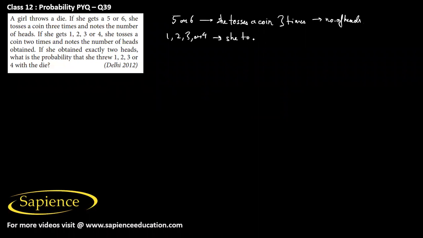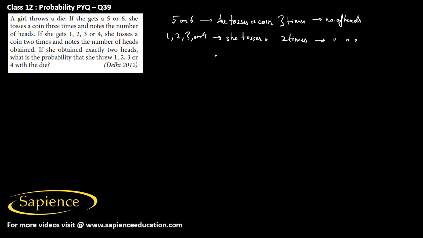Here it is told that a girl throws a die. If she gets 5 or 6, then she tosses a coin 3 times and notes the number of heads. And if she gets 1, 2, 3, or 4, then she tosses a coin 2 times, and also notes the number of heads obtained.